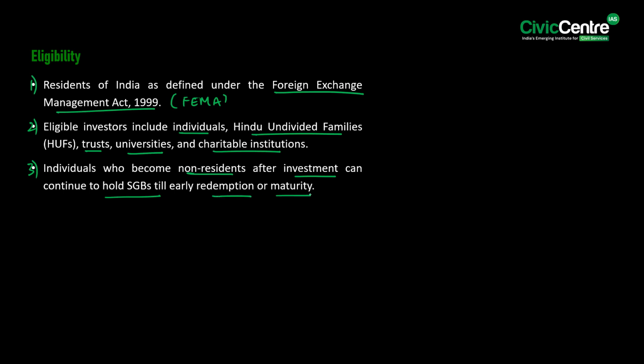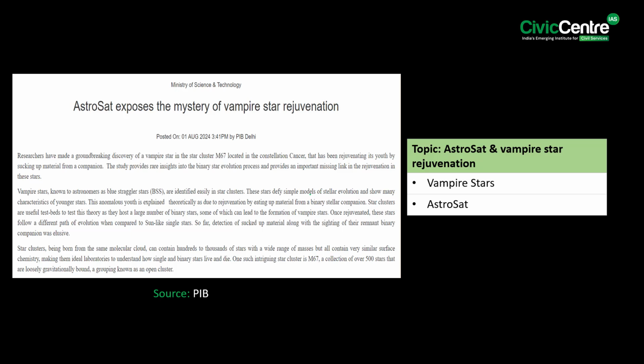The next article says that researchers have made a groundbreaking discovery of a vampire star in the star cluster M67 located in the constellation Cancer. Significantly, the study provides rare insights into the binary star evolution process and provides an important missing link in the rejuvenation of these stars. So, what are the vampire stars?